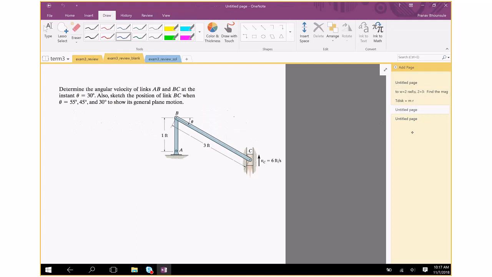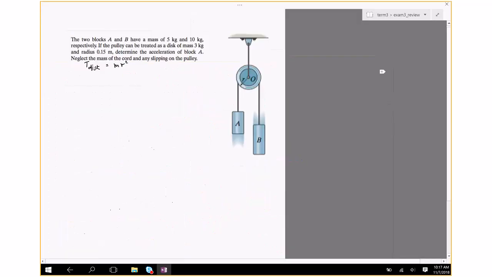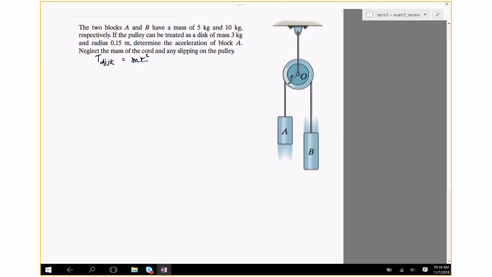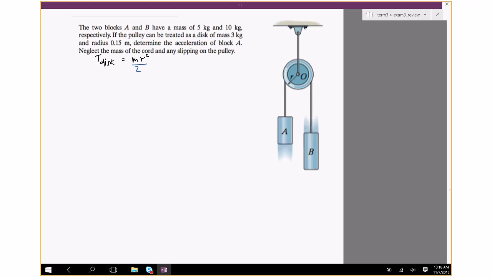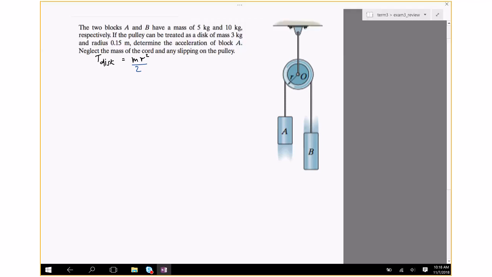Okay, so the next problem which I think is important is this one. I've had people struggling with this problem when I gave it in the exam. Two blocks A and B have mass 5 kilogram and 10 kilogram. If the pulley can be treated as a disk of mass 3 kg and radius of 0.15, determine the acceleration of block A. Neglect the mass of the cord and any slipping on the pulley. So we want to find the acceleration of block A.